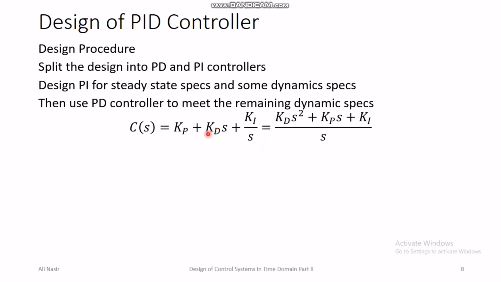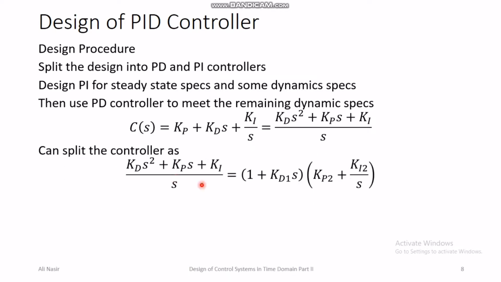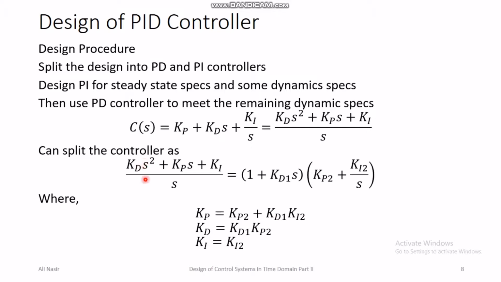So here we have PID control Kp plus KdS plus Ki over S. If you simplify that, it becomes (KdS square plus KpS plus Ki) over S, and then we can split this controller into two different controllers. This is exactly equal to (1 plus Kd1 S), which is a PD controller, times (Kp2 plus Ki2 over S), which is a PI controller. So we can write a PID controller as a product of a PD controller and a PI controller, where Kp will be equal to Kp2 plus Kd1 times Ki2, Kd will be equal to Kd1 times Kp2, and Ki will be equal to Ki2.